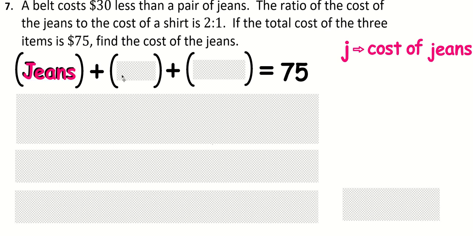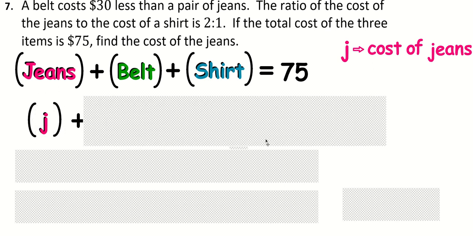where whatever the jeans cost plus whatever the belt costs plus whatever the shirt costs, we know that it's all going to add up to $75. Okay? But look, we can't just say, oh, J plus B plus S. We can't solve an equation where there's like 3 different variables. So we're going to basically need to describe 2 of these in terms of the third one. And we're going to go with J.